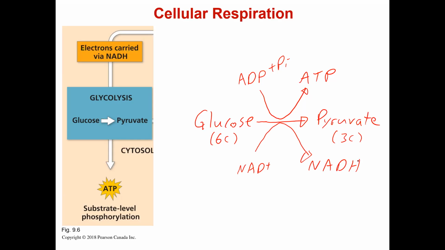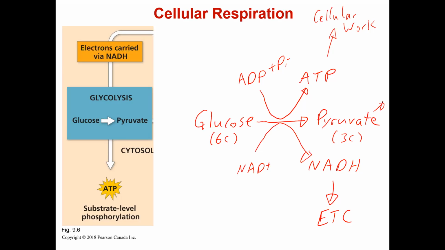Okay, so I'm going to write a couple other notes on here, just a reminder of what's going on with these things. So ATP, this is going to go on to do cellular work. The NADH, this is going to go to the electron transport chain. And the pyruvate, that is going to go to the next step, which is the pyruvate oxidation.